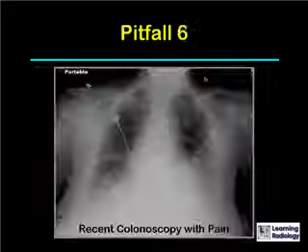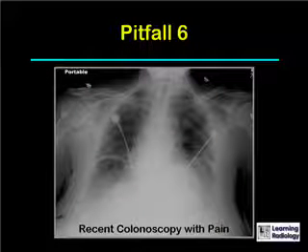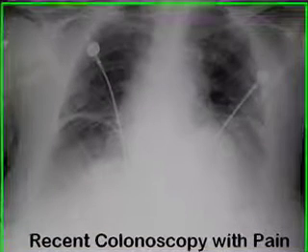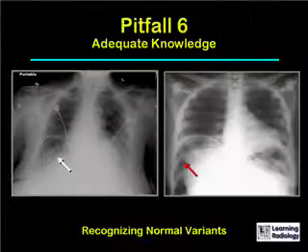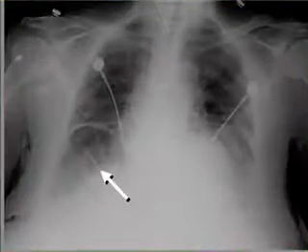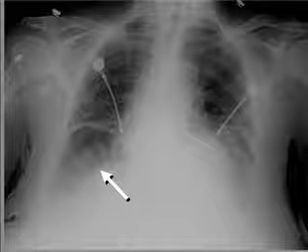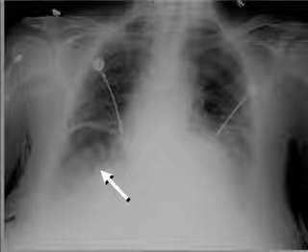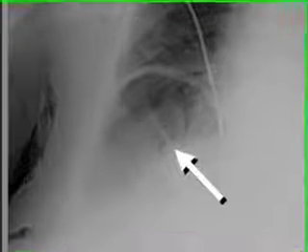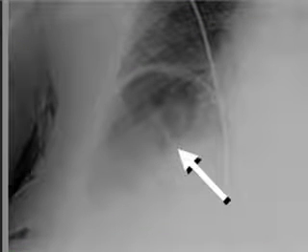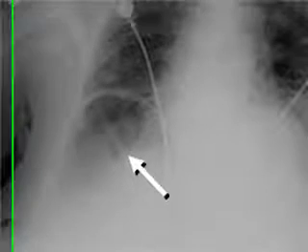So here's another example. This patient had a recent colonoscopy and then began complaining of abdominal pain. A portable upright chest x-ray was obtained. What do you think? Well, if you were worried about free air beneath the right hemidiaphragm, this is an example of being able to recognize normal variants. If you look carefully, you'll see that there are several white transverse bands that cross the air in the right upper quadrant in the case that I showed you.